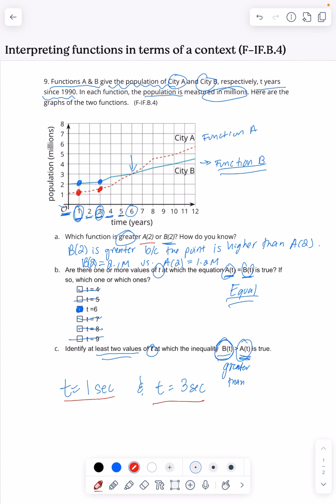Again, expect this to be in your final exam and also in the Unit 5 functions exam as well.